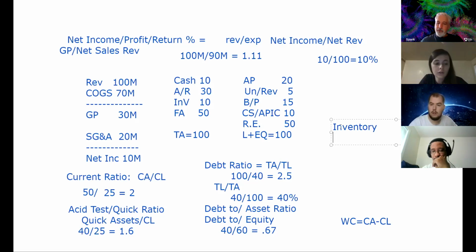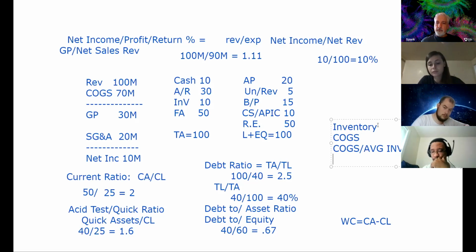Cost of goods sold over average inventory. Cost of goods sold over which? Cost of goods sold, average inventory. Excellent answer. So what's our inventory turnover? Well, what's our cost of goods sold here?